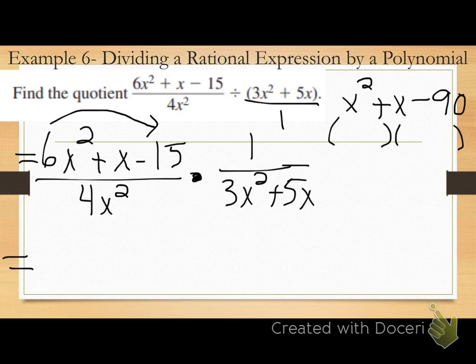So my variable is x that I'm dealing with. Got a minus sign in front of my c value. Does it tell me my signs are going to be the same or opposite? Different. So one's a plus, one's a minus. So I'm looking for two numbers that multiply to give me negative 90 and add to give me 1.